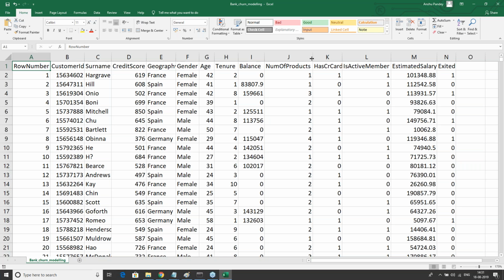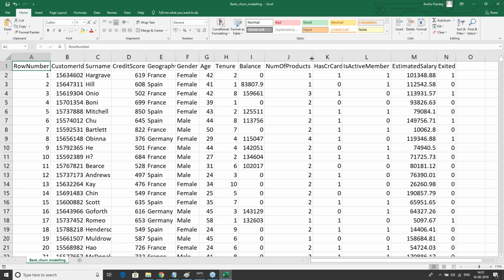So row number, customer ID, and surname. At least we can say that row number is just 1, 2, 3, 4, 5, 6, 7, 8, 9, and has no pattern or relationship with whether the customer is going to leave or not. So maybe row number can be dropped. We can say that row number doesn't make any sense about whether a customer is going to leave the bank or not.